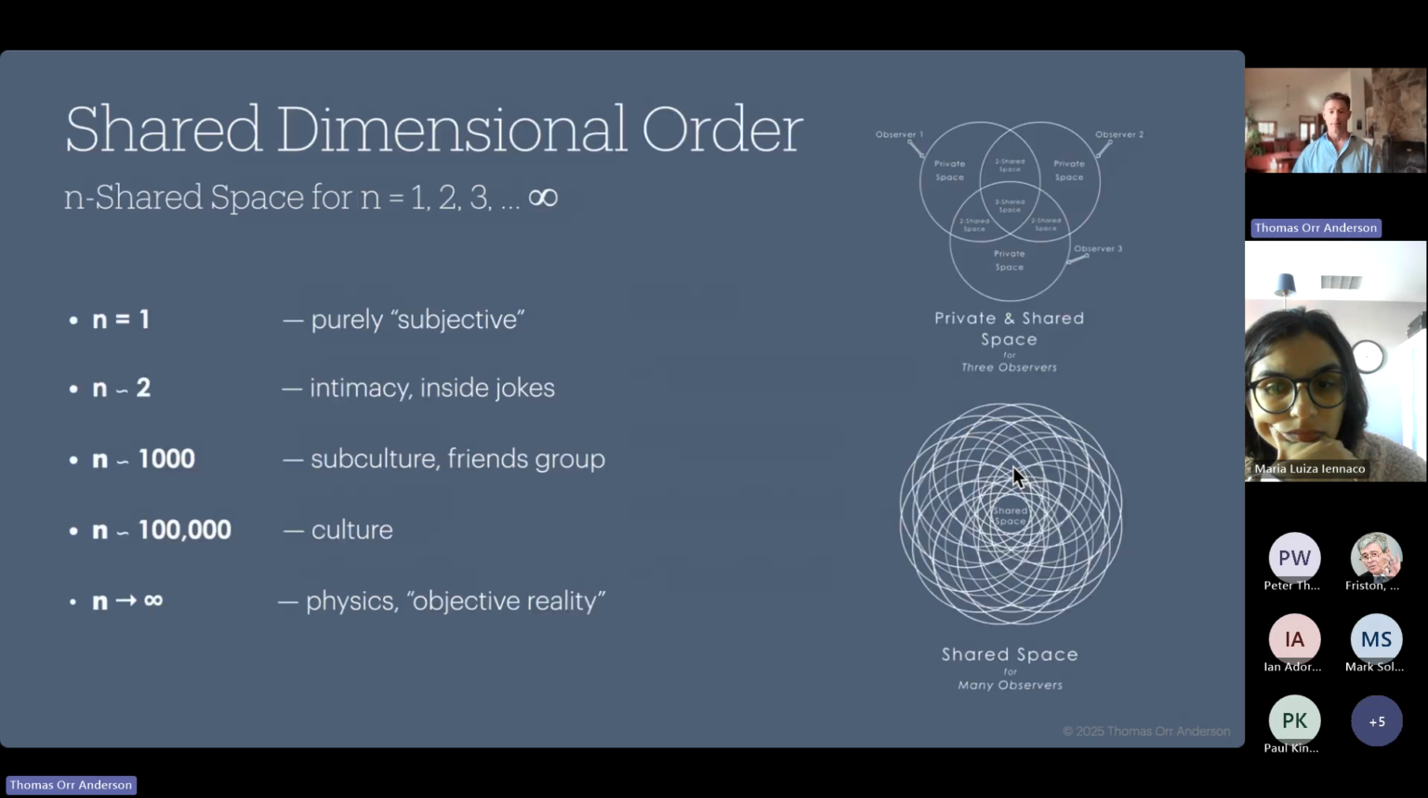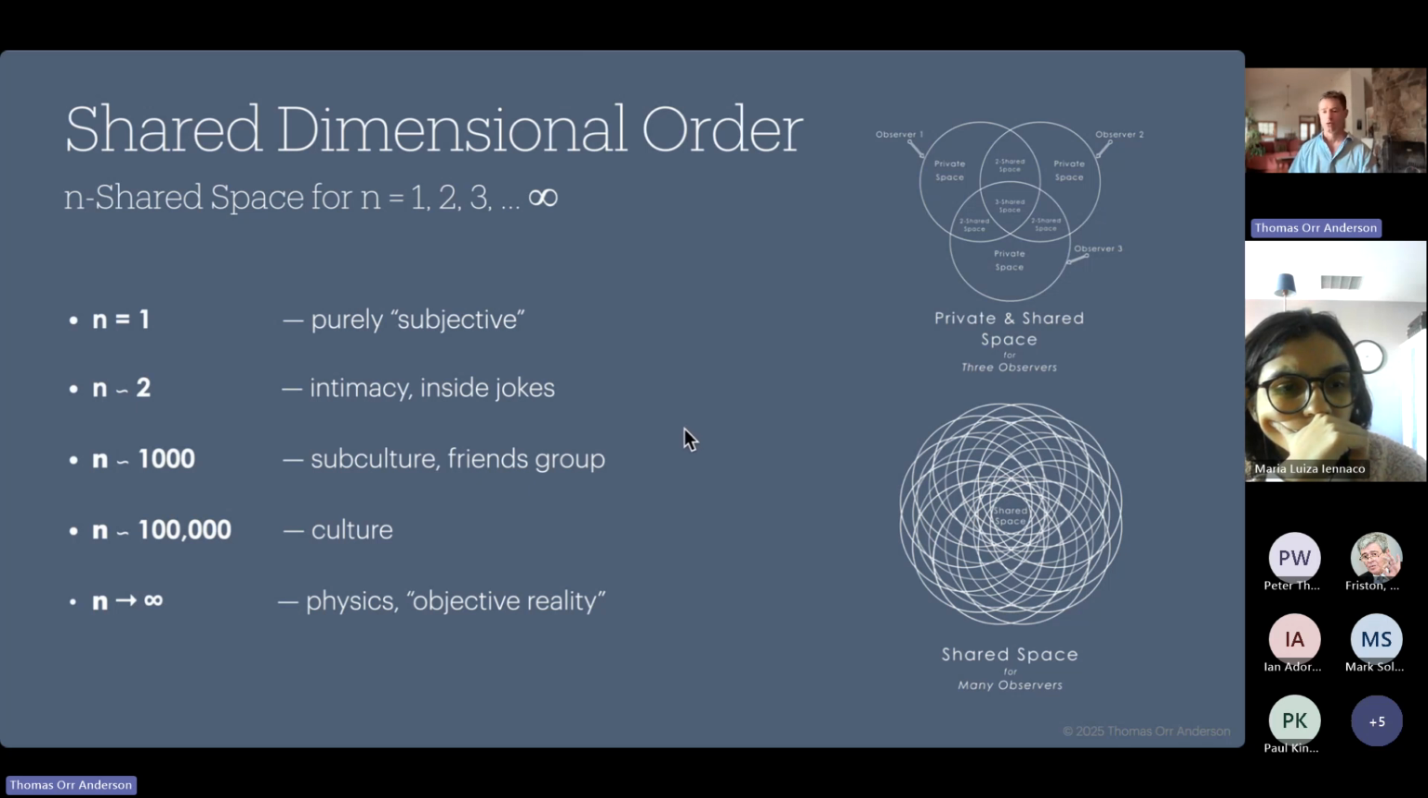count. This is where this becomes, I think, most useful: this allows us to define a shared dimensional order. I describe an n shared space being a space of dimensions shared by n agents or n observers. So for n equals 1, that would be what we call purely subjective, for dimensions that are only observable by that one agent. For n approximately 2, this could comprise such things as intimacy and inside jokes.